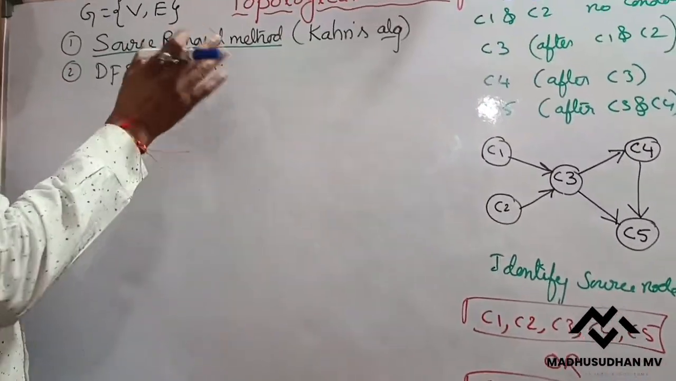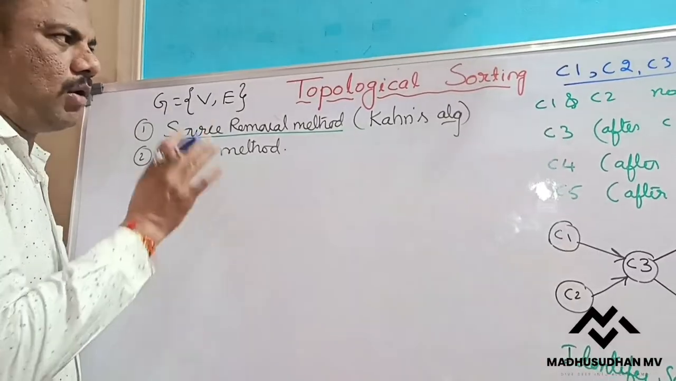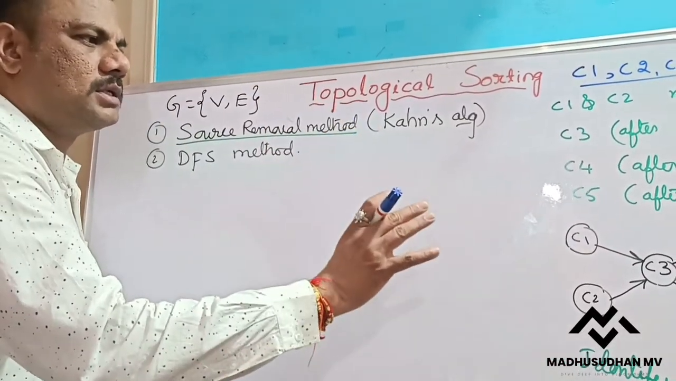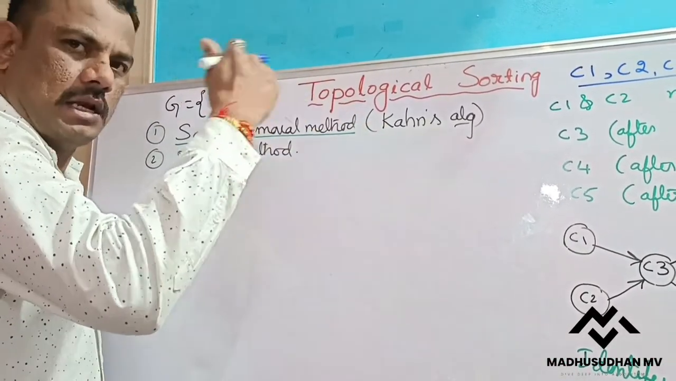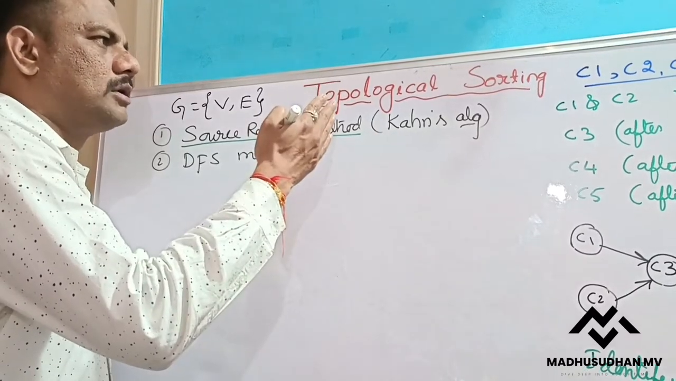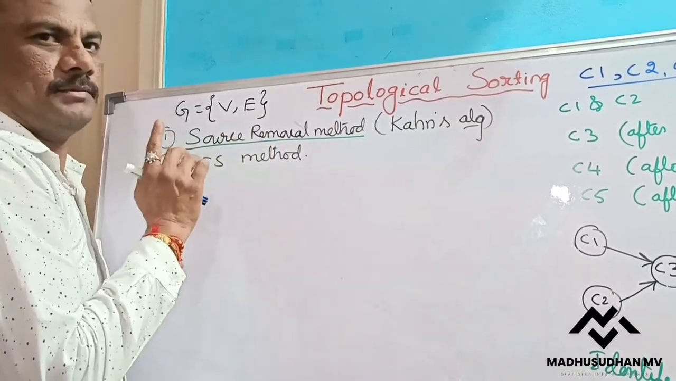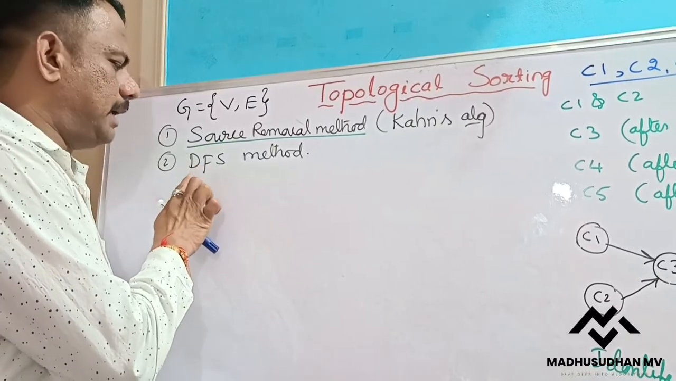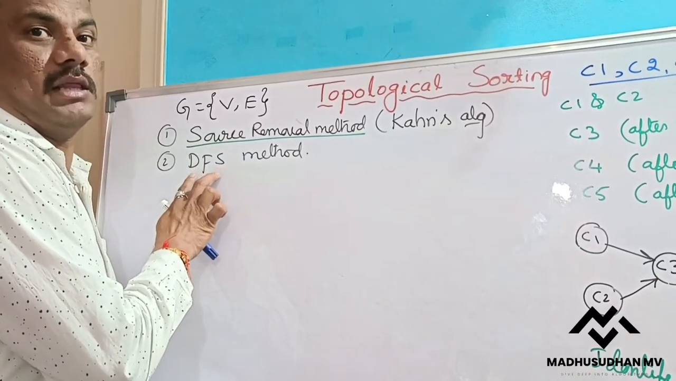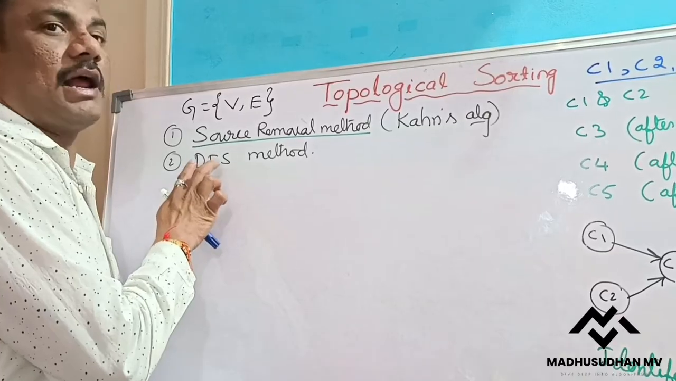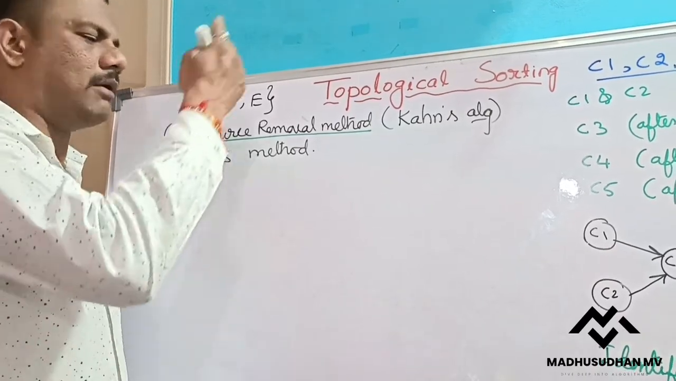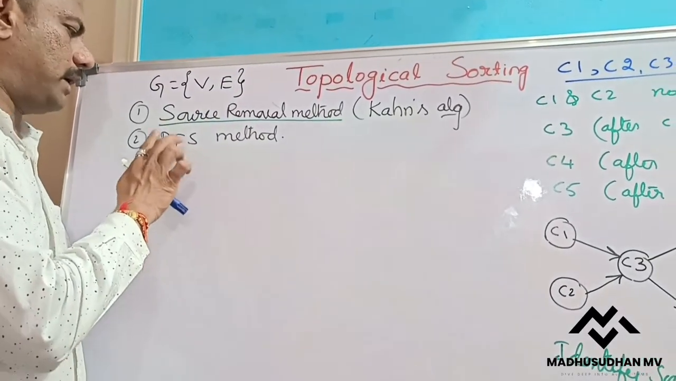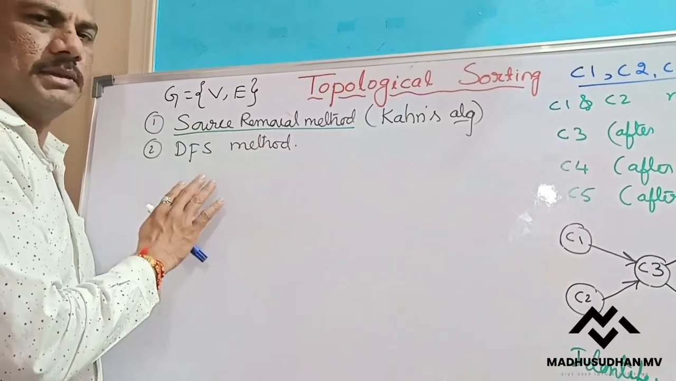Okay. So now we will discuss the DFS method. How to visit the nodes of the graph in a linear order using topological sorting by using the DFS method. DFS stands for depth first search. This is another algorithm, again a graph traversal algorithm, that we'll discuss in one more video later. So now it uses this method.